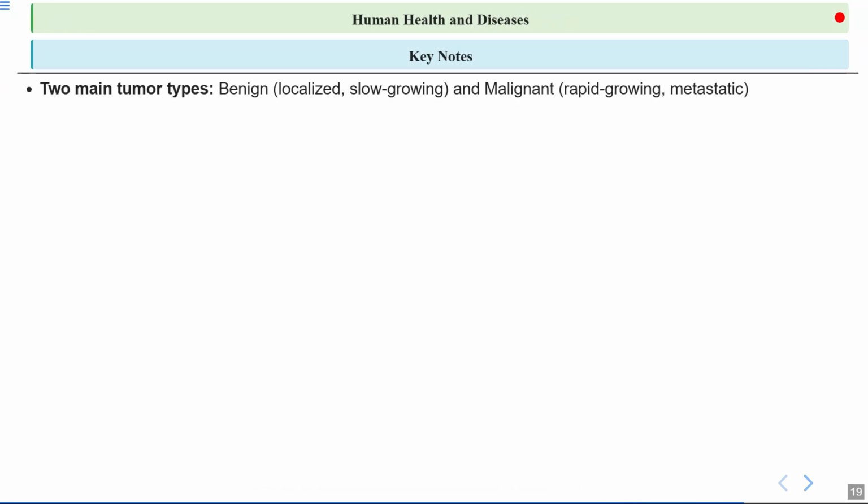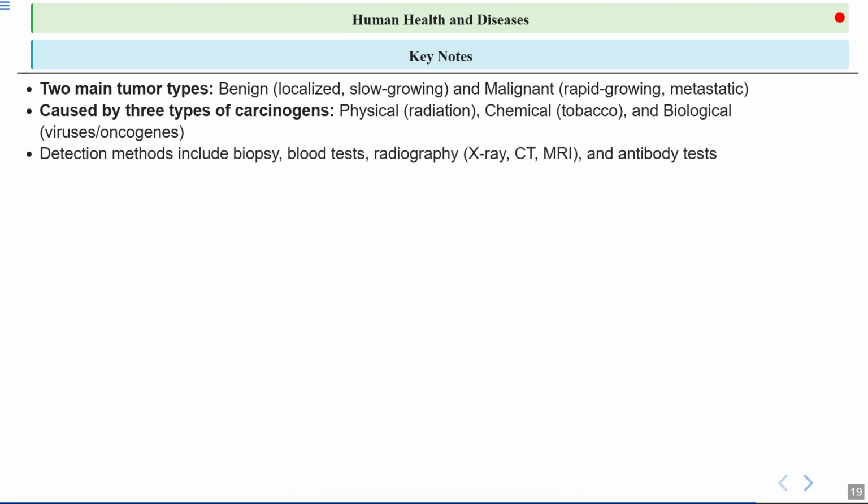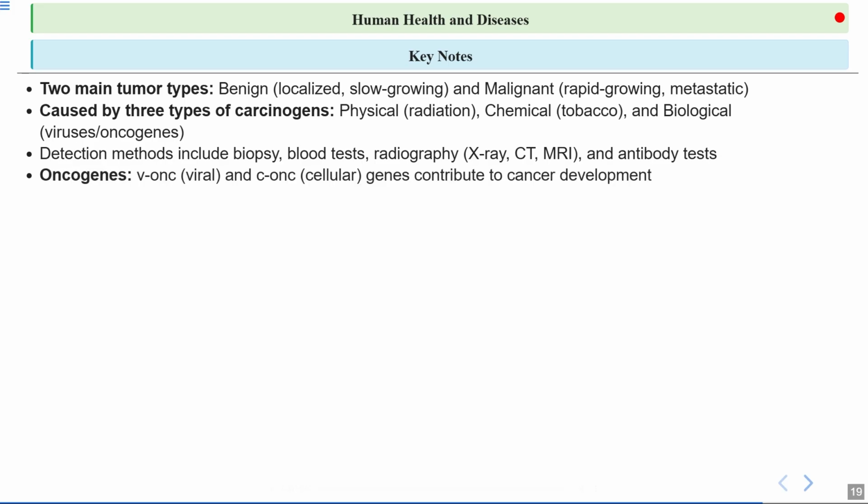Let's discuss some keynotes. There are two main types of tumors, benign and malignant tumors. Benign tumors are localized and slow growing, and malignant tumors are rapidly growing and metastatic. They are caused by three kinds of carcinogens: physical, chemical, and biological. Detection methods include biopsy, blood test, radiography, and antibody test.